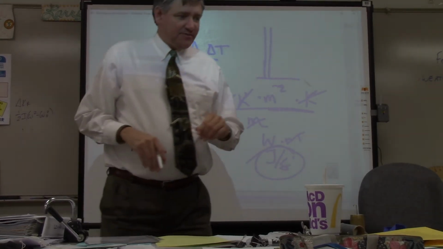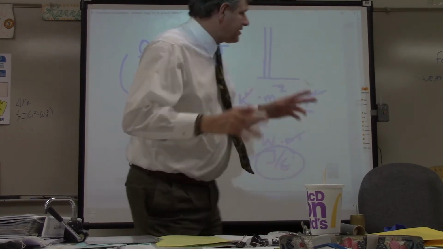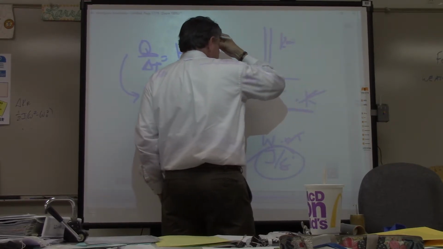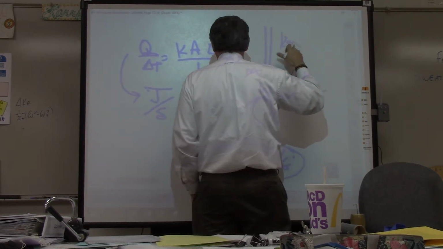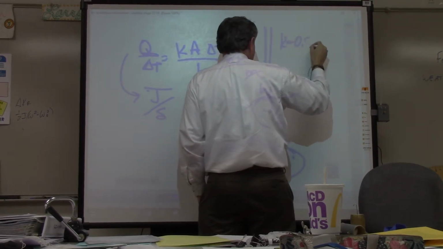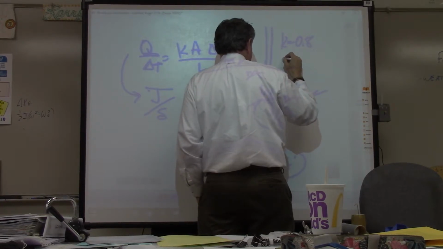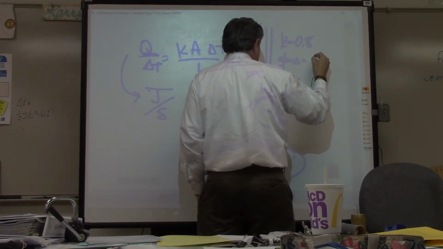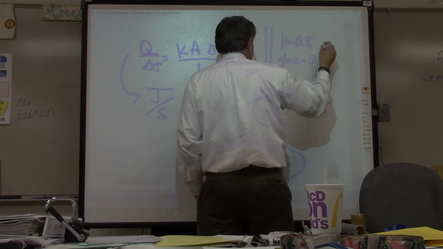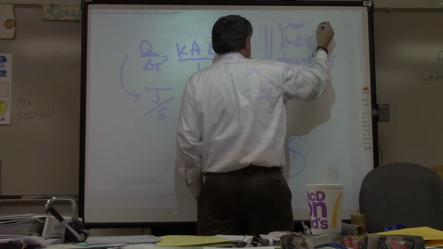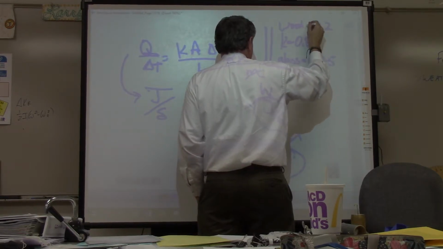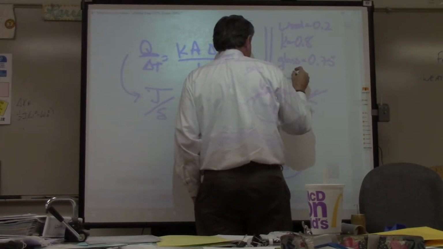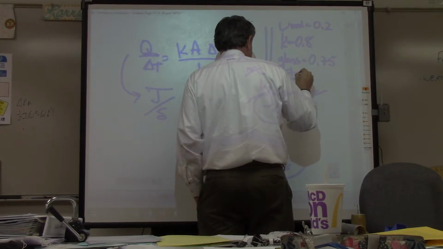So, here's what I want to look at. Look on page 3 to 5. Find the value of K for concrete. What's the value of K for concrete? 0.8. And then what is it for glass? They have plate glass. Plate glass, 0.75. And then what's wood? 0.2. What's metal, like steel or iron? Stainless steel is 14.